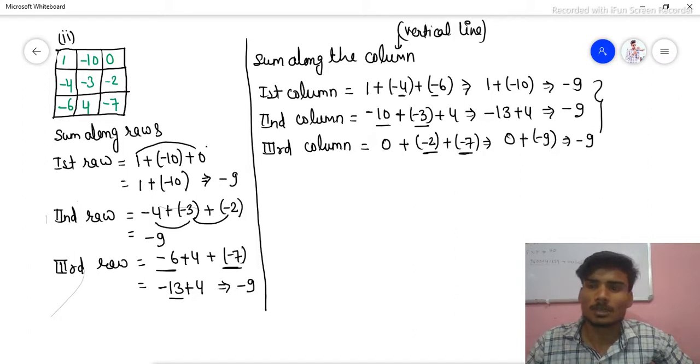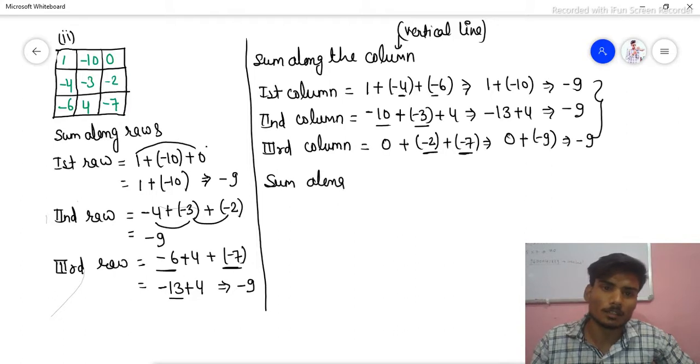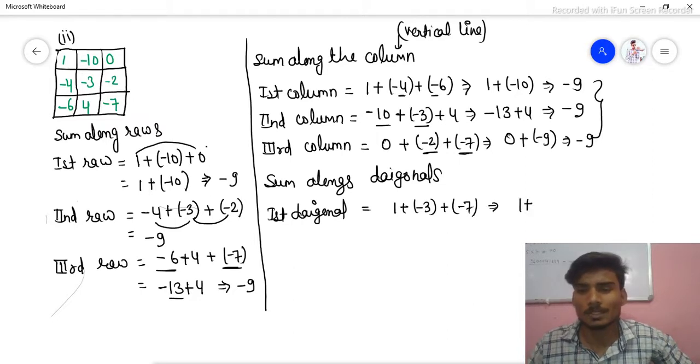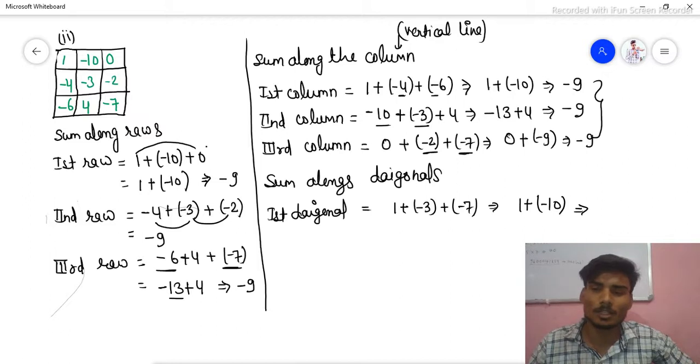This is the sum along the column, and this is the sum along the row. Now we need to check the sum along diagonals. First diagonal, that is 1 plus minus 3 plus minus 7. So 1 plus minus 3 and minus 7, it will be minus 10. So overall the value of the negative integer is greater than the positive integer.